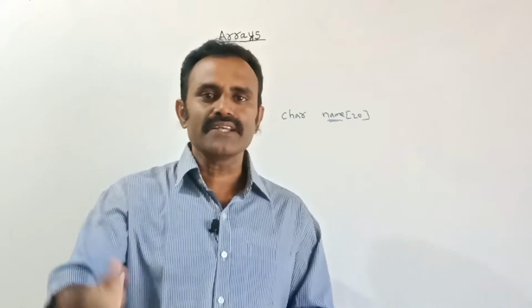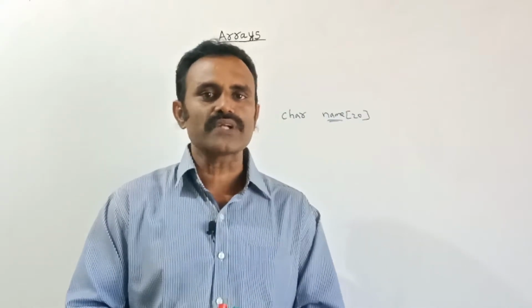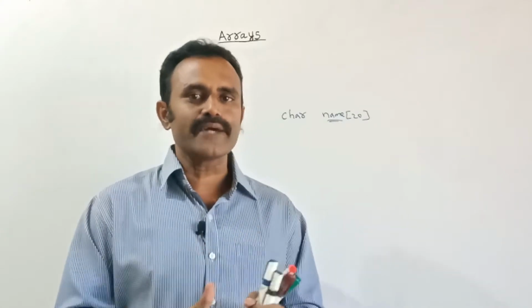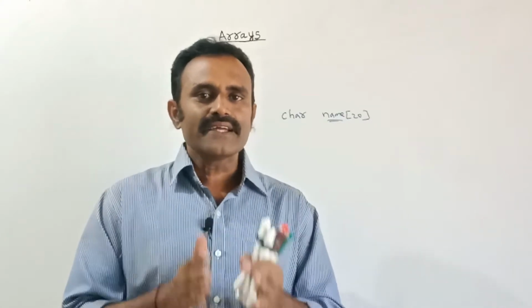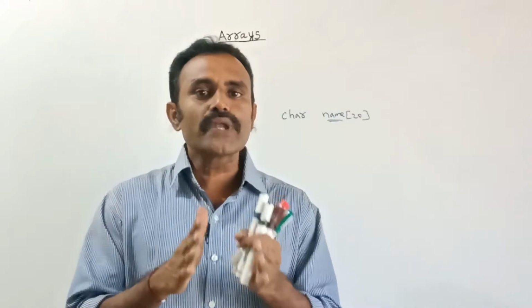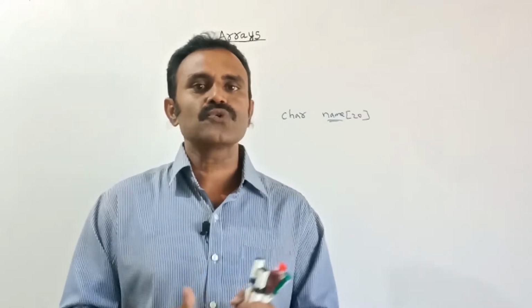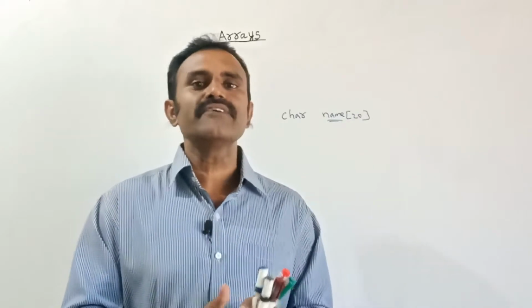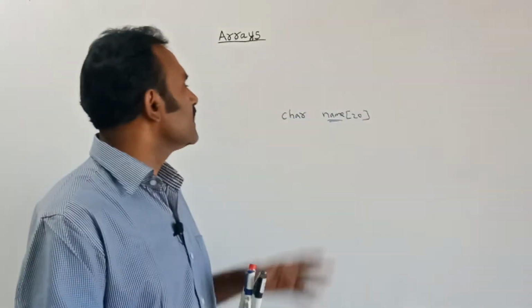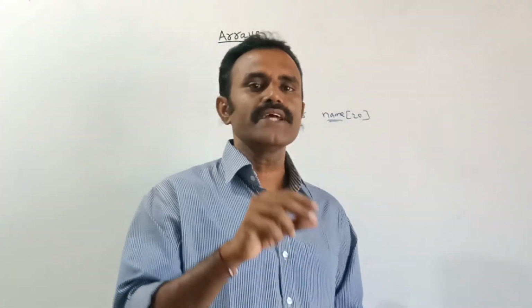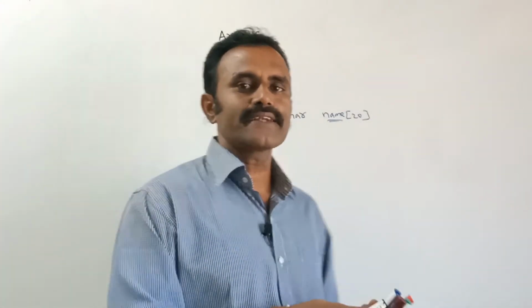For example, in our class there are 60 students in total. Suppose I need to store the 60 students' names in a variable, then I should use the two-dimensional array. With the help of the two-dimensional array only, I can store more than one string in the variable. This is the single-dimensional array. Now let us see the syntax of the two-dimensional character array.